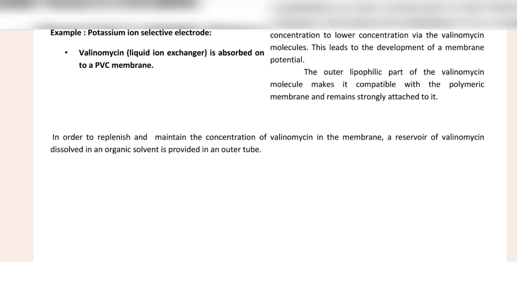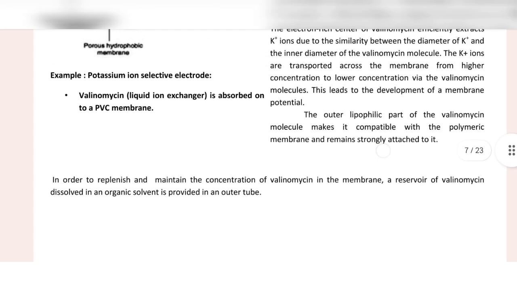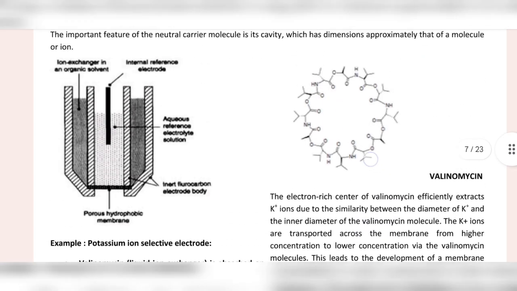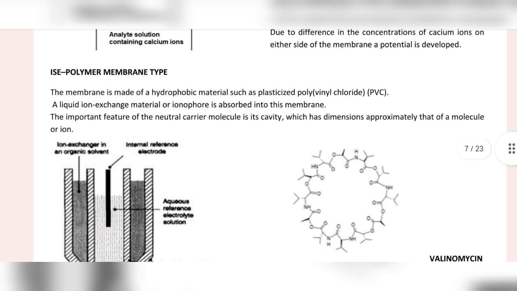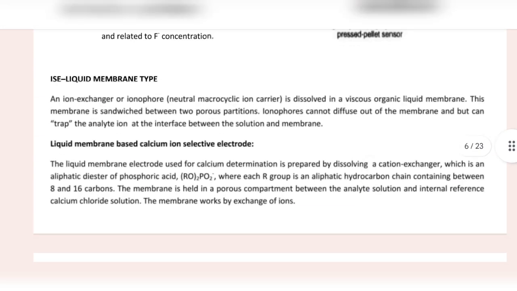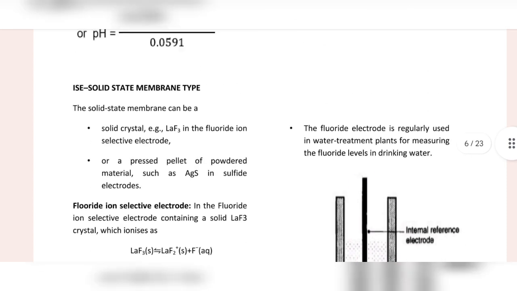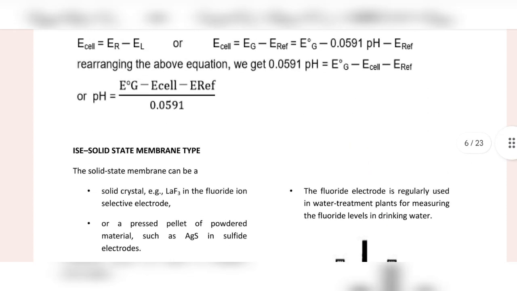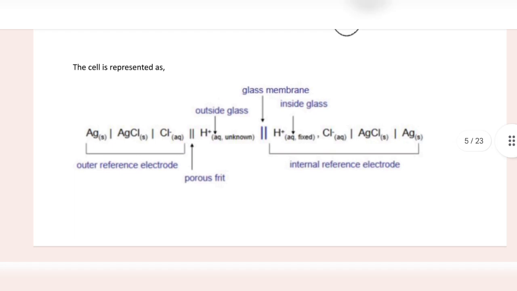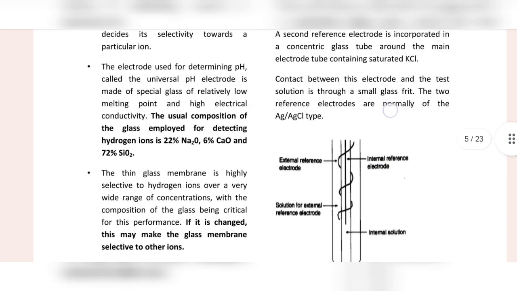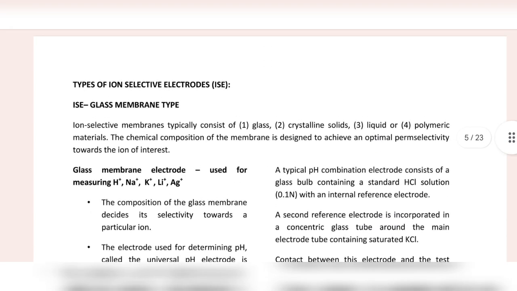So this is about the ion selective electrode. There are four types of ion selective electrode. One is the polymer membrane type ion selective electrode, then the liquid membrane type, then the solid state membrane type, and then further the glass membrane type ion selective electrode.